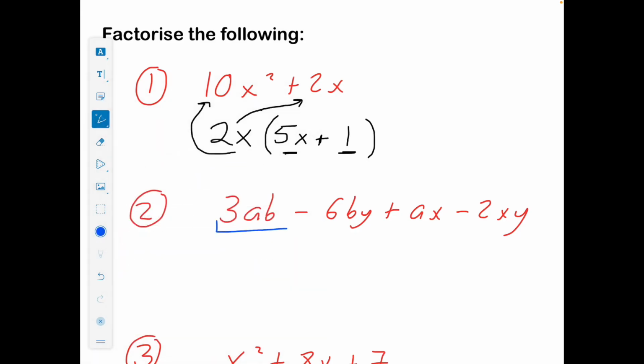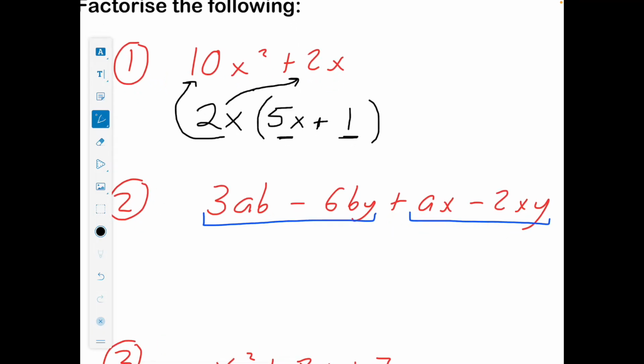Example 2 then, we see there's 4 terms in it, so there's 4 bits. 4 bits, that has to be grouping. So what we do is we take the first 2 together, and then we take the second 2 together. With the first 2, we're going to do highest common factor again, and we'll do the same thing with the second 2. So what we're going to ask ourselves is, what is the biggest number that will divide into 3 and 6? Biggest number that will divide into 3 and 6 is 3. Any letter in common? They both have a b in common.